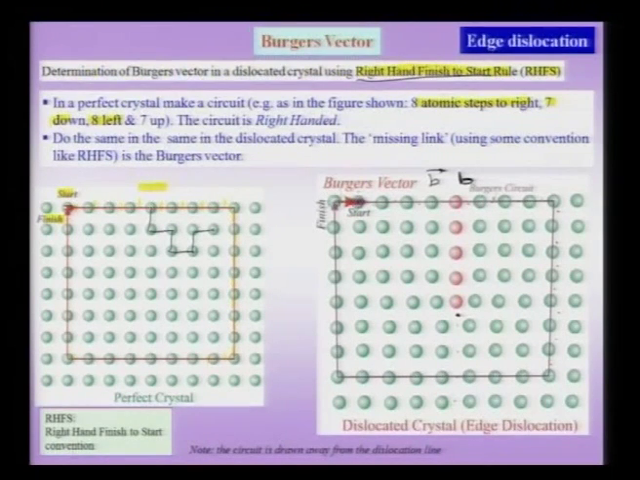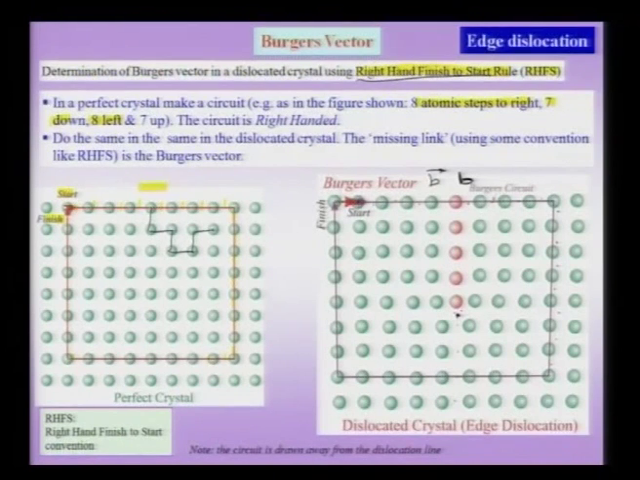So first I take a perfect crystal. I make a circuit. The circuit could be very arbitrary, but typically I choose a rectangular circuit, and I make the circuit in a right handed fashion. That means I go clockwise in this case. Then I take the same circuit and put it in a crystal with the defect, making sure that the defected region, that is my dislocation, is included within the circuit, and my circuit is far away from the core of the dislocation, which means the region of the dislocation; I do not stay very close to it. Then I find that this right handed circuit leaves a small gap. I draw a vector connecting the finish point to the start point, and this is my Burgers vector.